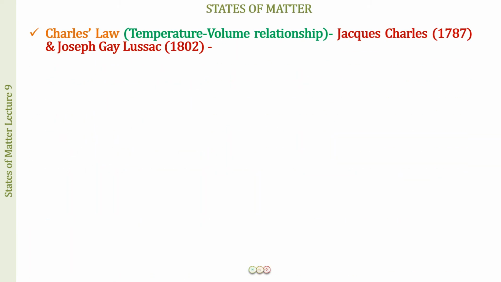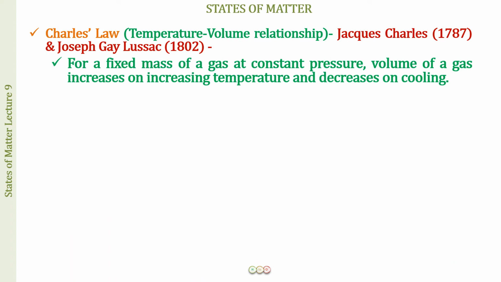The Charles law states that for a fixed mass of a gas at constant pressure, the volume of the gas increases on increasing temperature and decreases on cooling. This is very easy for you to understand now, because we have discussed in detail thermal energy and the intermolecular forces. What we have learned is that when we increase the temperature, the thermal energy of the gaseous molecules is going to increase. With that, the kinetic energy and the speed of the gaseous molecules will increase.